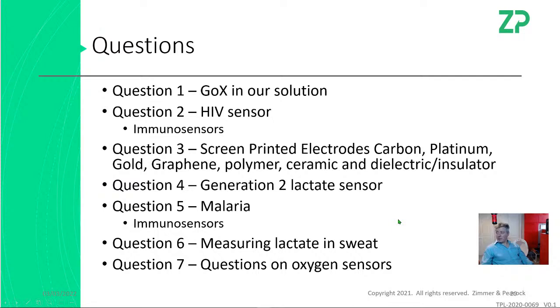Questions on oxygen sensing. The key words are: Zimmer Peacock does have some webinars about oxygen sensors, but in the end, people are using platinum working electrodes at a voltage of about minus 630 millivolts. The designs haven't changed so much since 1956, and the only solid state low cost oxygen sensor that I think is out there is obviously what we have at Zimmer Peacock.